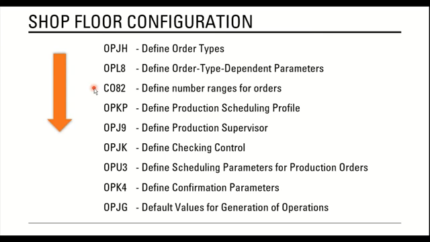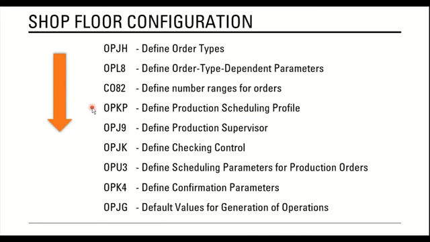So the third one is to define the number ranges for these orders. Since we have created the order types, we can also assign a specific number range for each of the order types. So let's say the PP01 or the standard production order types can have the number range starting with a 7 series, and similarly for any rework order, I would like to assign the number range starting with a 9 series. Such functionalities can be made possible by creating a number range for each of these order types. Once we create a number range, the number range object can be assigned to the order type here.